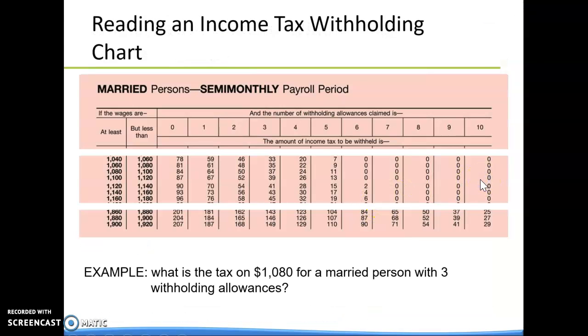So again, reading it closer, let's see an example here. What is the tax on $1,080 for a married person with 3 withholding allowances? So I'm going to first find $1,080, so at least $1,080, okay? For a married person, I'm in the married person's chart with 3 withholdings. So $1,080, 3 withholdings, I'm going to have $37. That's how much is going to be withheld. So you need this chart in order to figure it out. So make sure you have this handy.